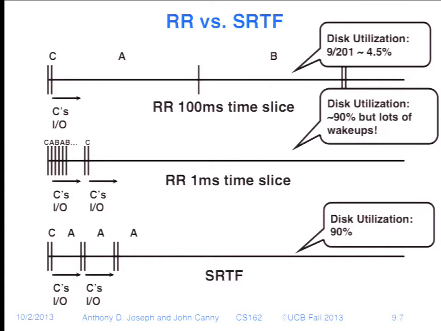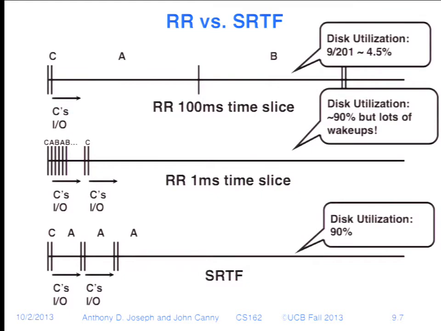So for round robin, the completion time of A and B is near the end. If, on the other hand, we let A finish first, we get a lower average completion time. So SRTF turns out to be provably optimal in terms of minimizing the expected completion time. Yeah, question?